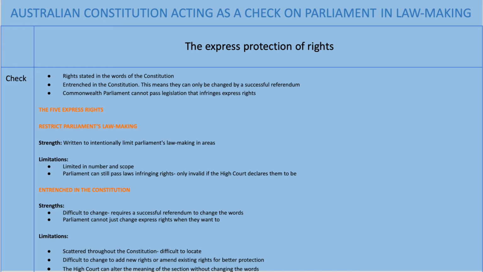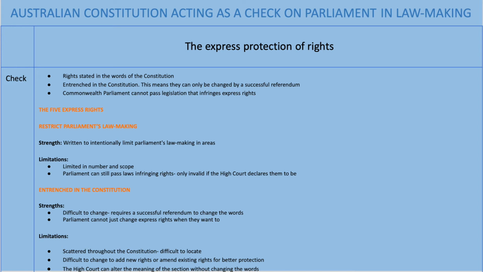Also, Parliament can still pass laws that infringe express rights, and they will only be invalid if the High Court declares them to be. We will look at in a later slide the amount of money and time it takes to take a matter to the High Court, as well as the requirement for standing.